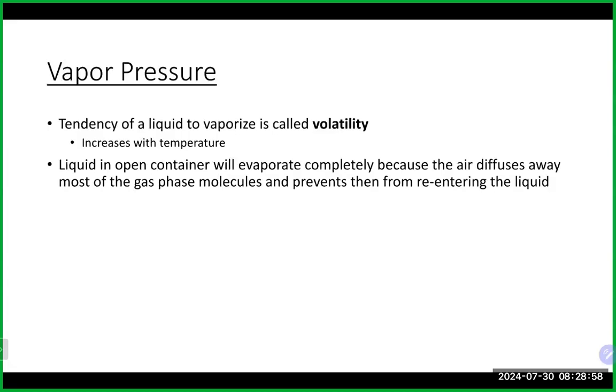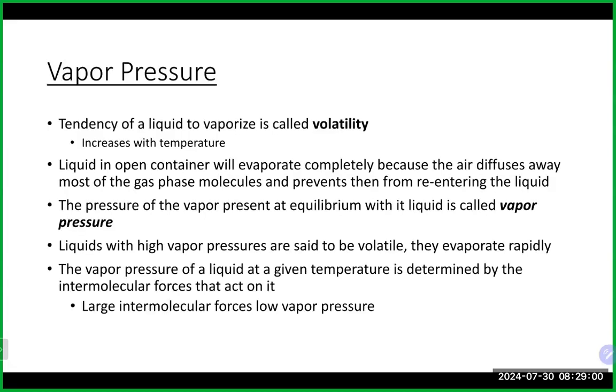Now let's talk a little bit about vapor pressure, and we talked maybe a little bit about it in the previous chapter. But vapor pressure is the tendency of a liquid to evaporate. And the volatility of a liquid, if something is really volatile, it will go from the liquid phase into the gas phase relatively easily.